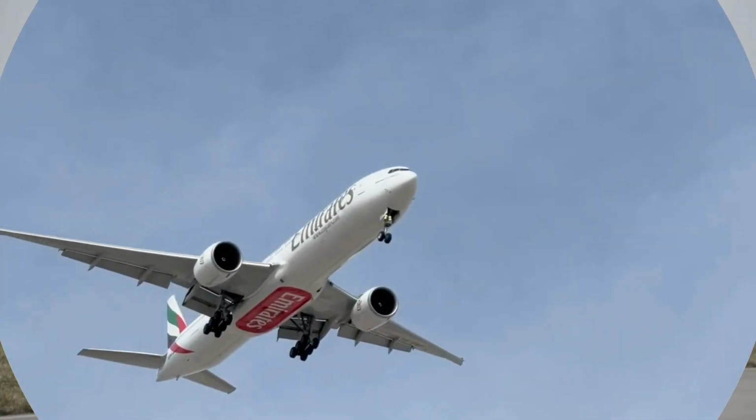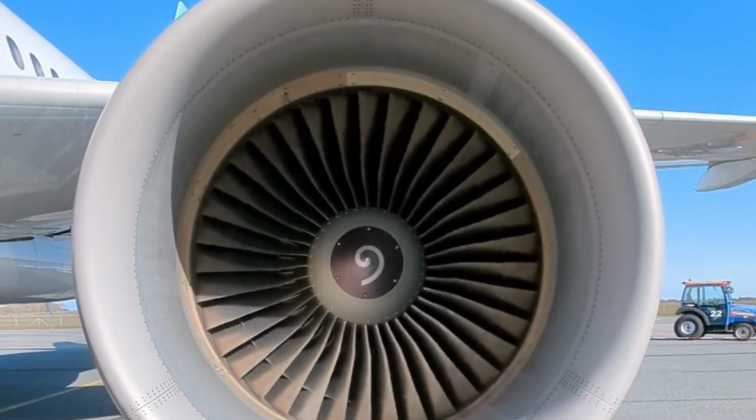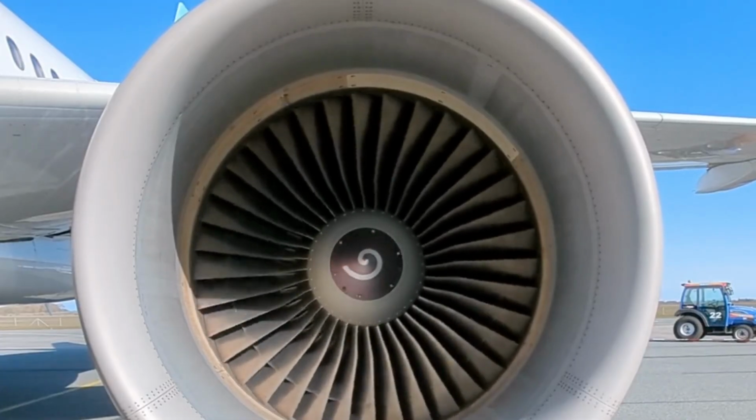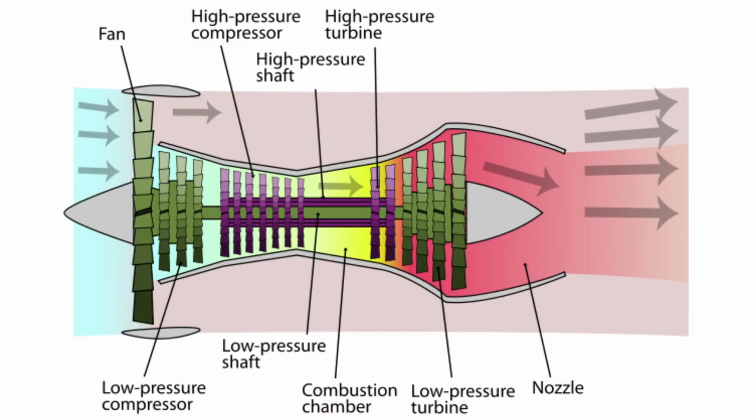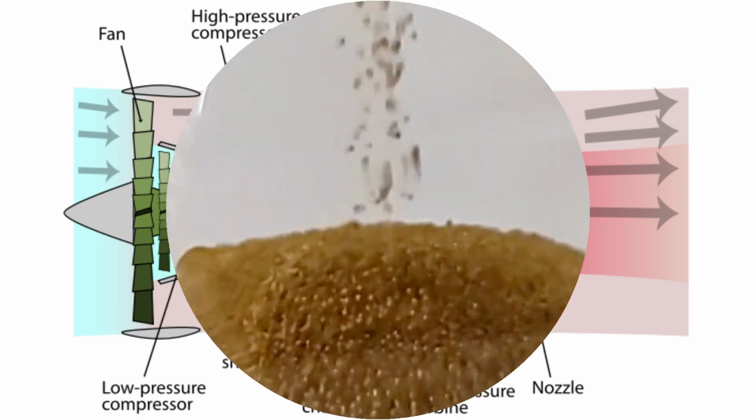to fly. Thrust is the force that pushes an airplane forward, and it's generated by the jet engine through a process of air compression, combustion, and high-speed exhaust. Air enters the engine through the fan and passes through a series of compressors that increase its pressure. This compressed air is then mixed with fuel in the combustion chamber and ignited, creating a rapid expansion of hot gases. These gases flow through turbines, spinning them to keep the engine running, and then exit through the nozzle at high speed. According to Newton's third law, as the gases are pushed backward, the engine and the aircraft are pushed forward, producing the thrust needed for flight.